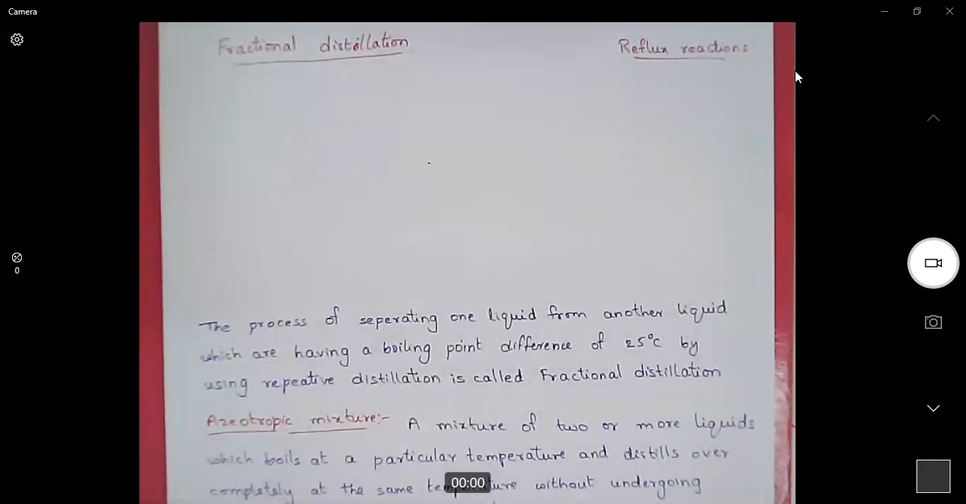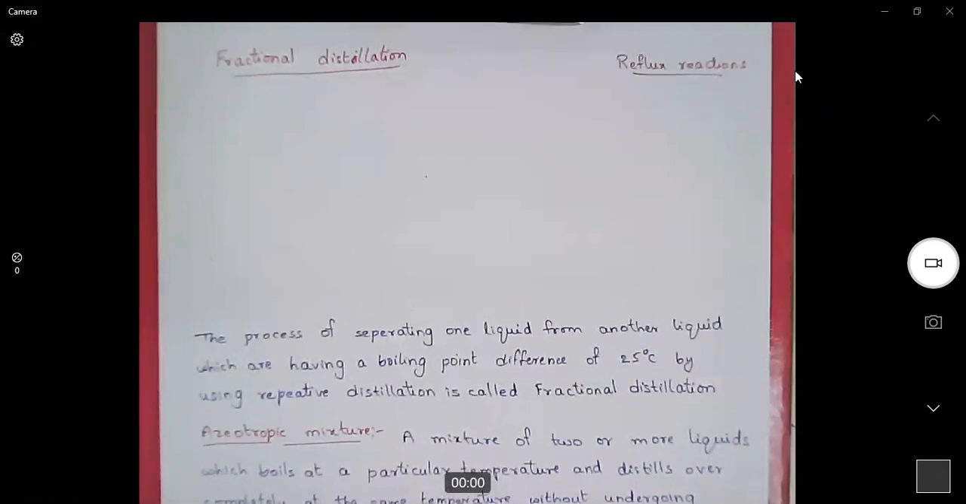Generally, when we have a mixture of solvents, a mixture of two or three components, we purify them through distillation. When the boiling point difference between the two liquids is very large, generally more than 30 degrees centigrade, we can easily separate them through normal distillation. If the boiling point is very, very high, more than 250 degrees centigrade, then we will do vacuum distillation.